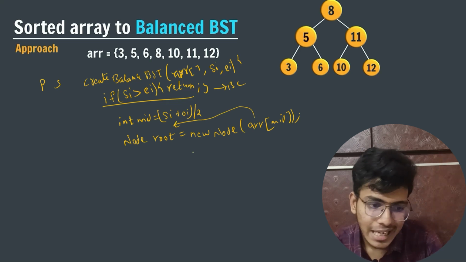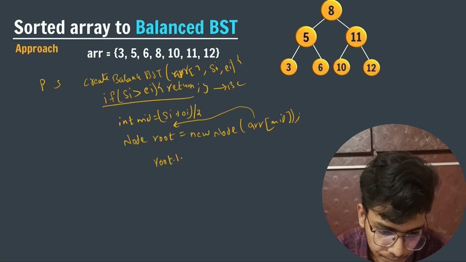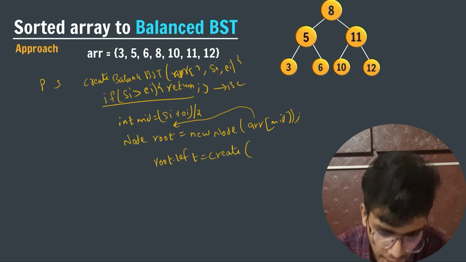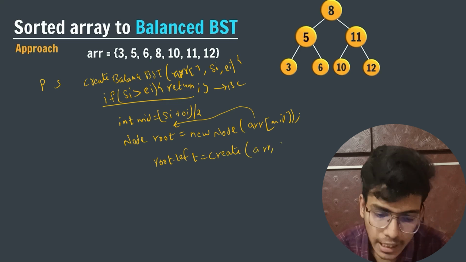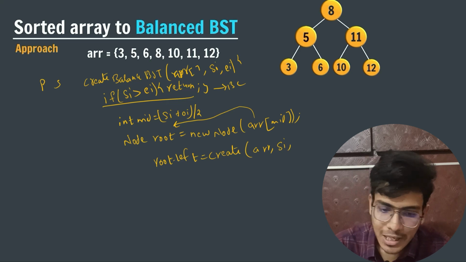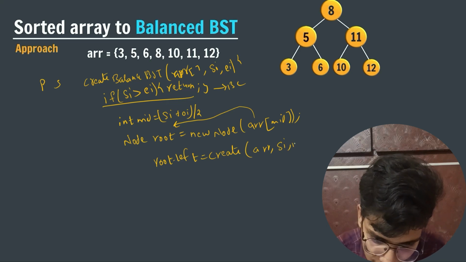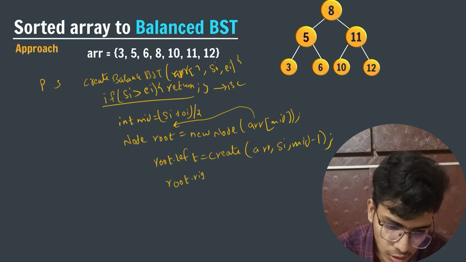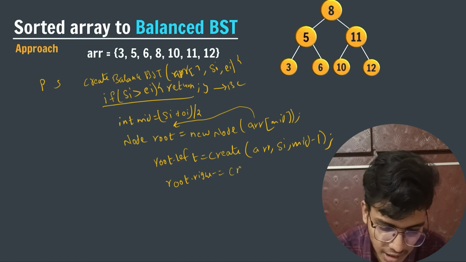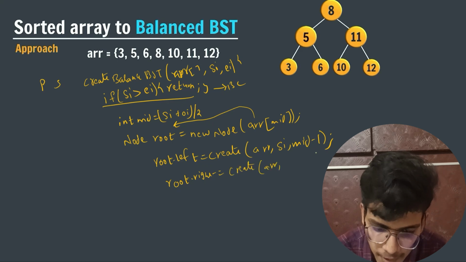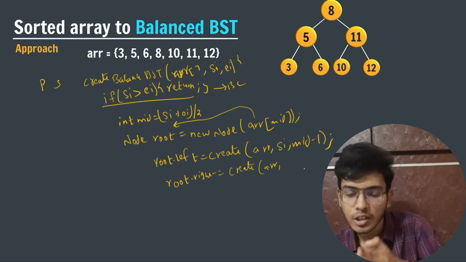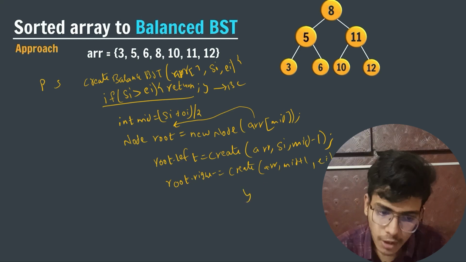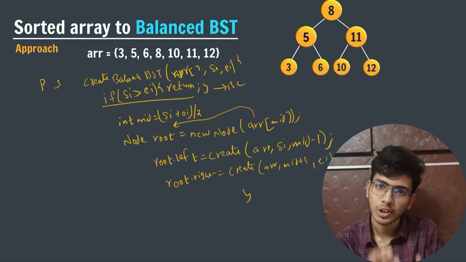After that I will call for the left part. So root.left is equal to the same create function. In this I will pass the same array, same starting index, but the ending index will change. I am passing the ending index as middle minus 1. After that root.right is equal to the same create function and the same array, but the starting index will change to middle plus 1, followed by the ending index. This is what I am doing in my function. I hope you have understood the overall approach.